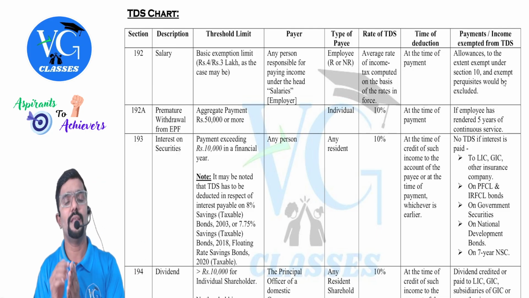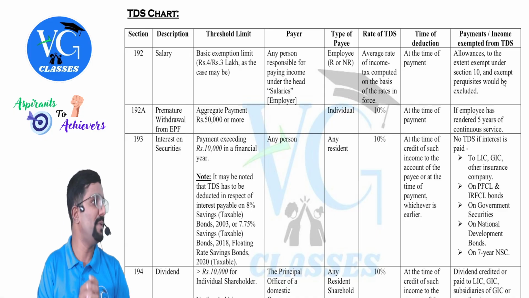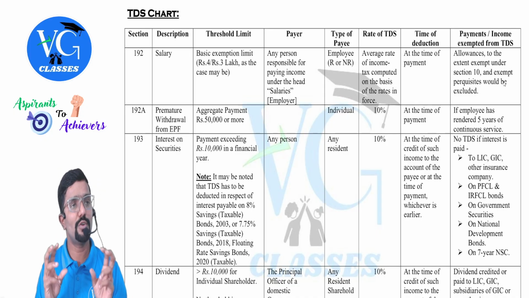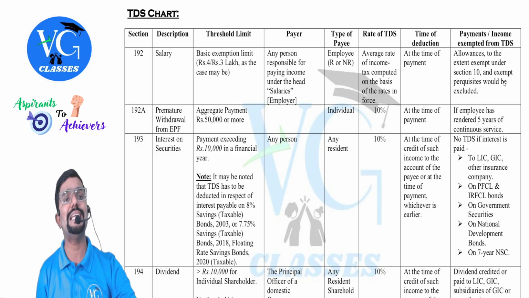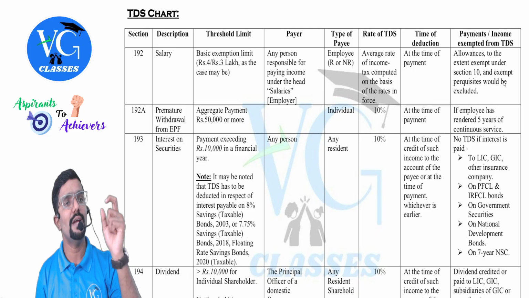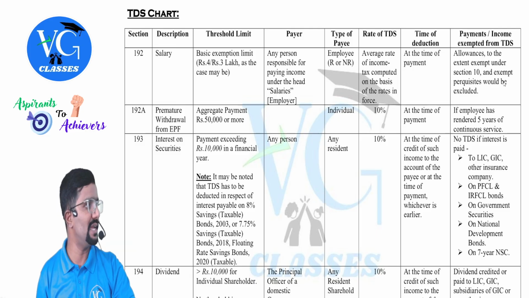Okay, then coming to payer, means who is the person who is making the payment. Then payee, who is the person who is receiving the payment. So they have told who is the payer and who should be the payee. Then rate of TDS. At what rate does TDS have to be deducted by the payer before he pays the amount to the payee?